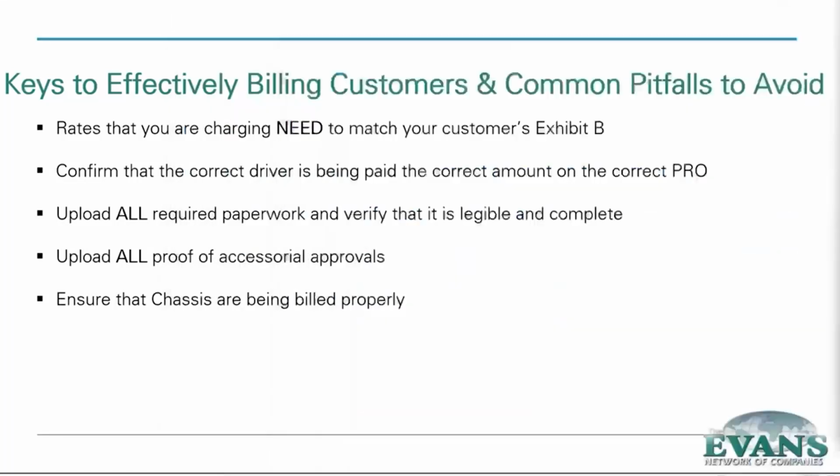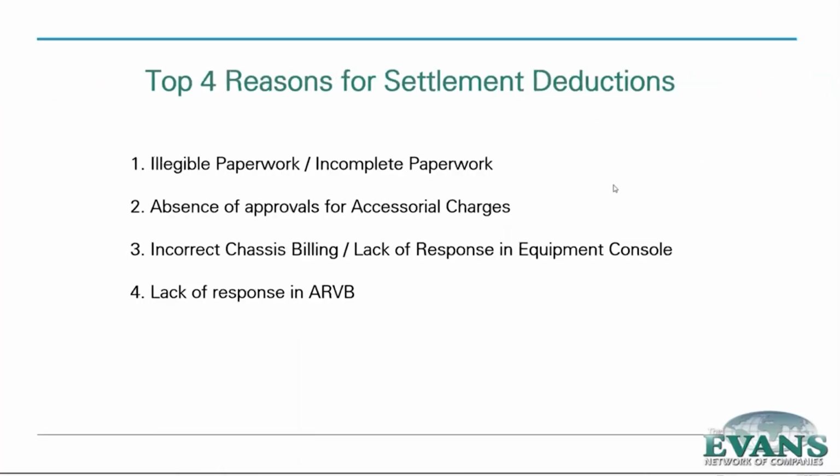All right, so I'm going to get rid of this for now, and we're going to move on to the next screen. The top 4 reasons for settlement deductions. Number 1 is illegible paperwork or incomplete paperwork, meaning no rate con. A lot of them will require a signed BOL. If the BOL is there, but it doesn't have a signature, they can refuse to pay.